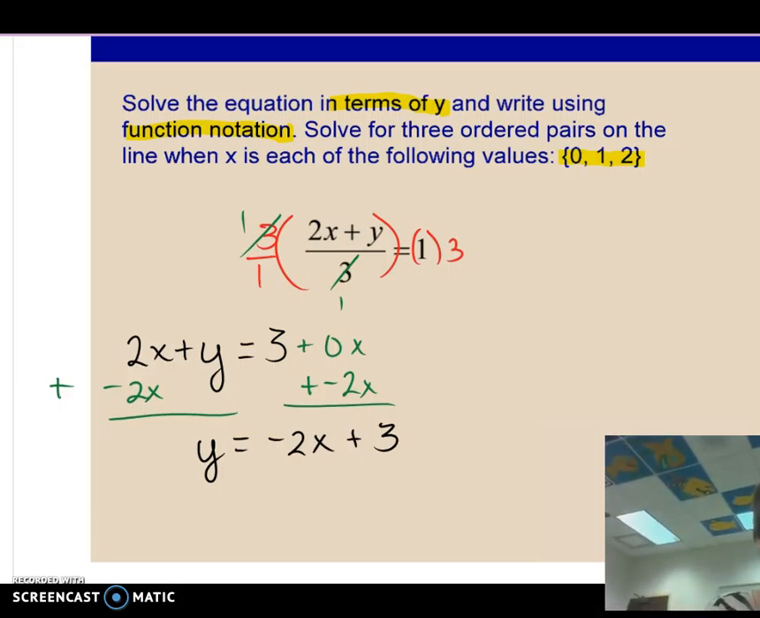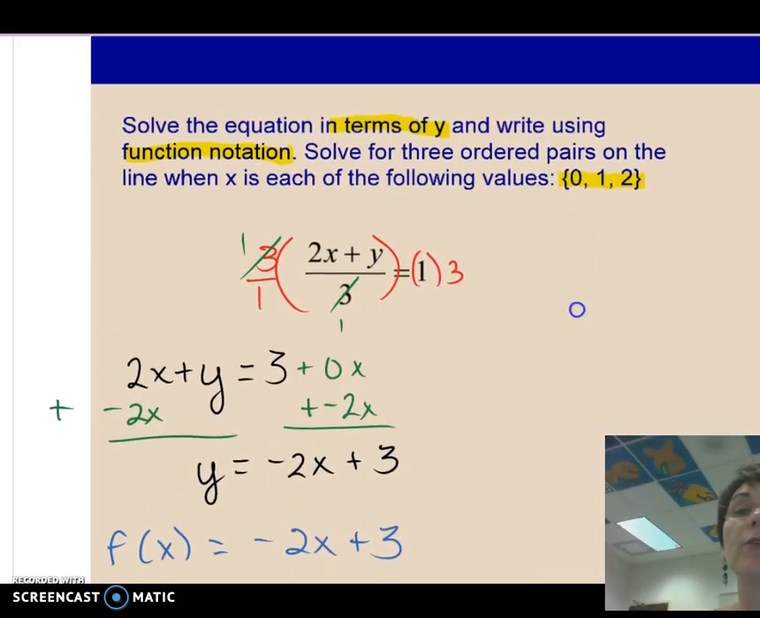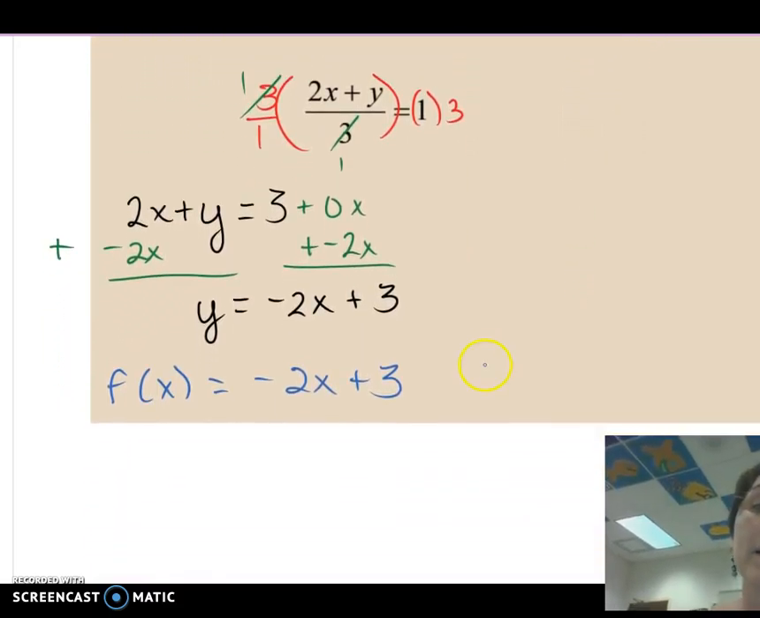Now I need to write this using function notation. So I'm going to get f of x equals -2x plus 3. Next, we're going to use the 3 x values, 0, 1, and 2, in order to use those as our 3 inputs to find our 3 outputs, or 3 y values, and that will give us our 3 ordered pairs. So go ahead and try that and then check back and see how you're doing.